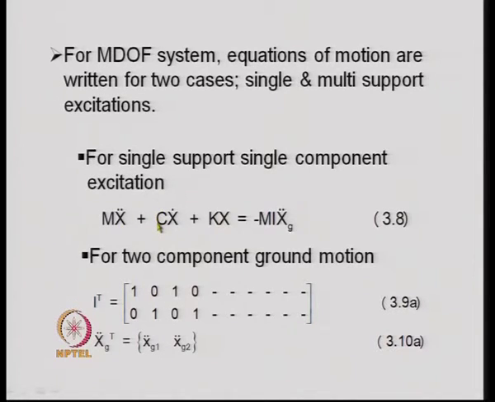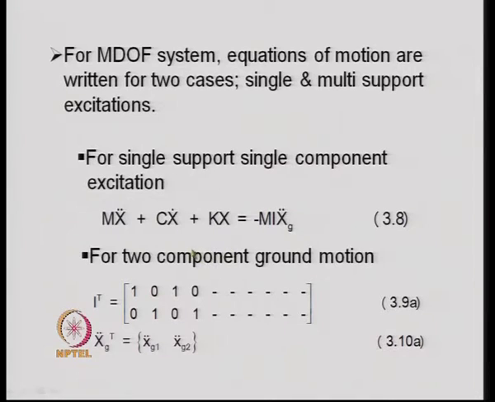Similarly, instead of small c, we have a C matrix. X dot again is a vector. k is not a stiffness constant, but a stiffness matrix of the system. X is the displacement vector. Here, instead of writing M x double dot g, we write matrix M multiplied by the influence coefficient vector I into x double dot g.